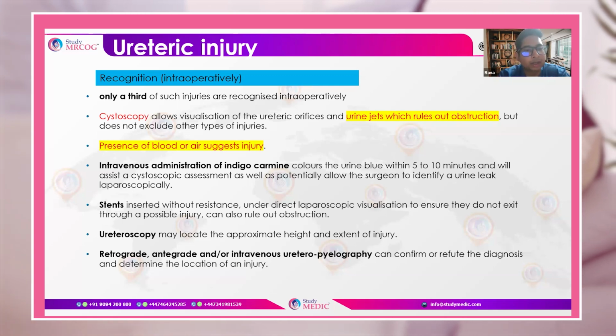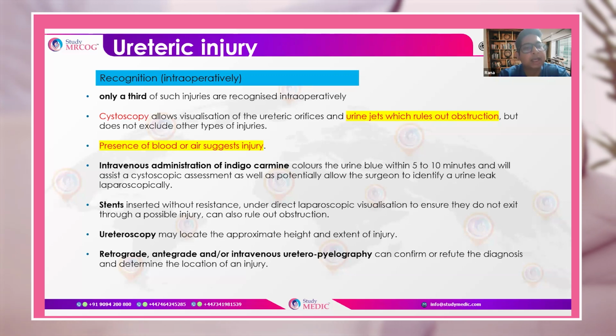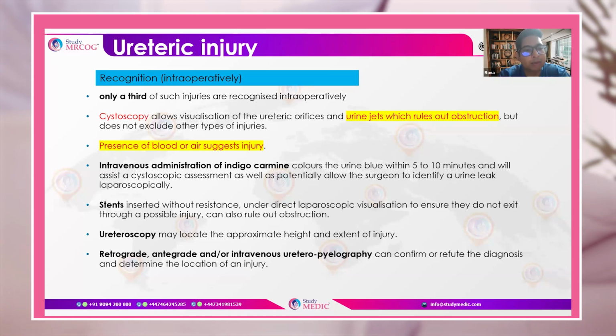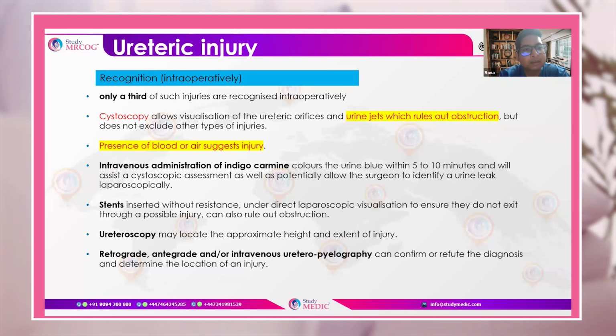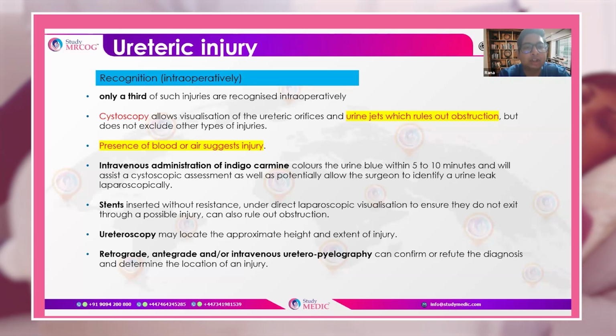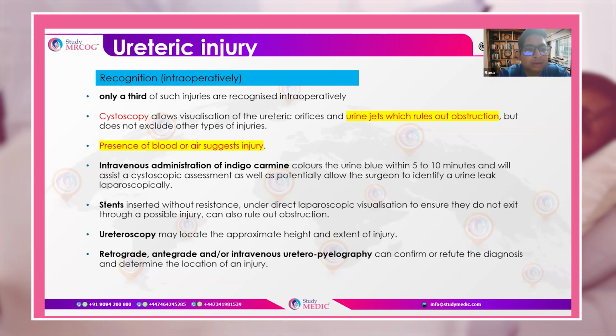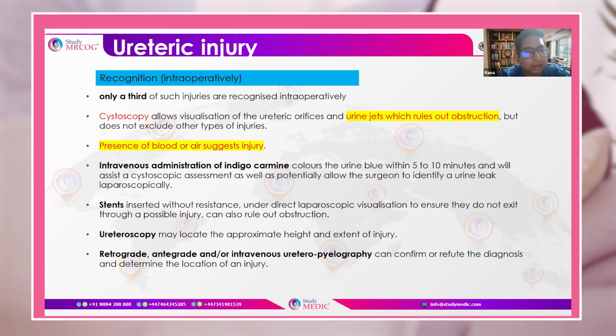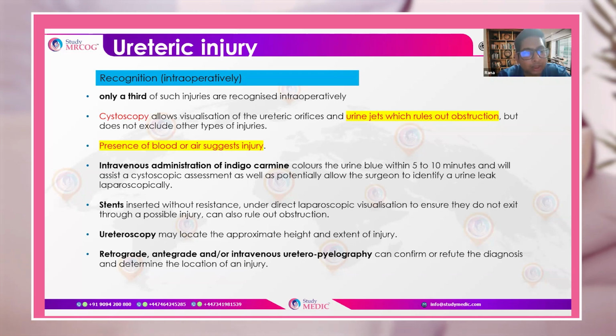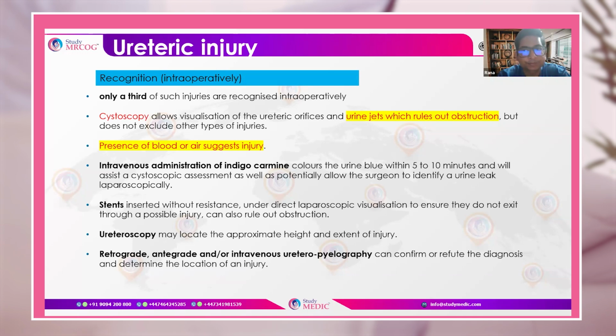Other options are available like intravenous administration of indigo carmine, ureteroscopy or ureteropyelography. But please remember, when you are identifying intraoperatively, it is only cystoscopy you need to mention. All these other procedures don't need to be mentioned because cystoscopy is the only thing you will require during the operation to manage.